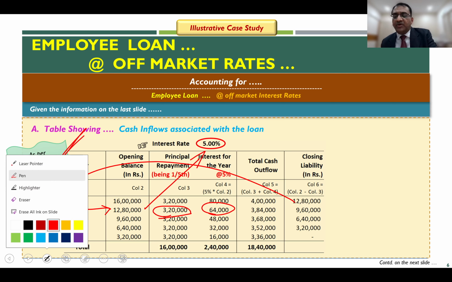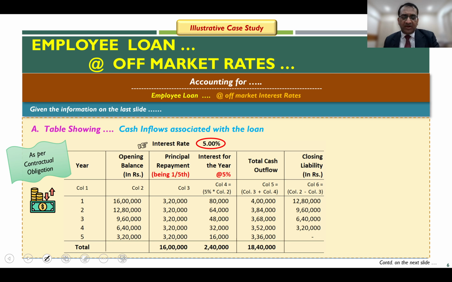Same way, you compute the entire table, and you will see that for each year, you calculate interest at the rate of 5% on the opening balance for the respective years. This would be your interest component, which you need to repay as an employee. And this is your principal repayment for each year. The sum total of these two represents the total cash outflow. Each of these line items will represent your total cash outflow in the 5-year tenure of the loan. And this becomes the closing liability. Of course, at the end of the 5th year, the liability becomes zero based on this table.